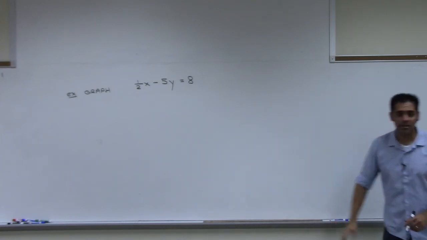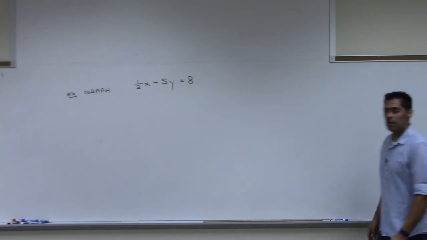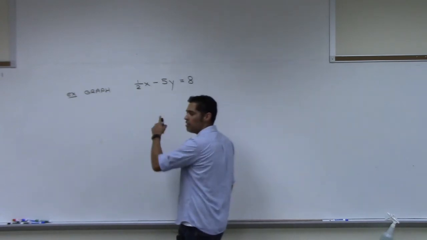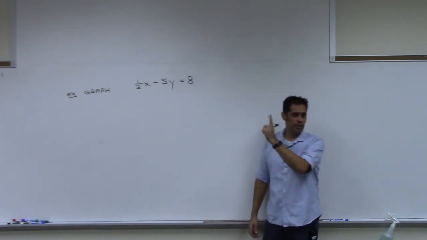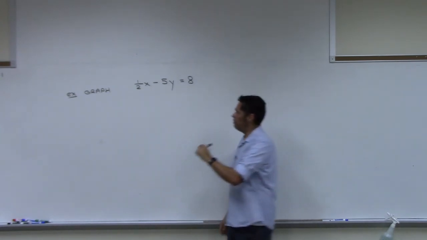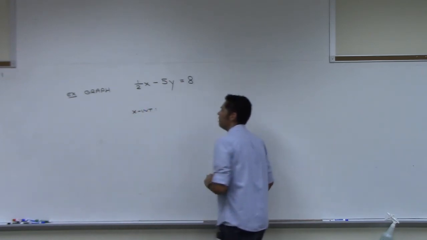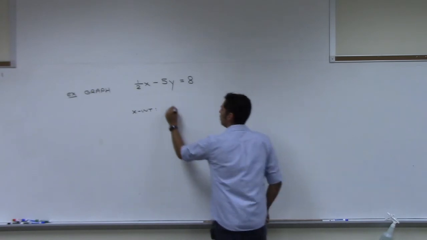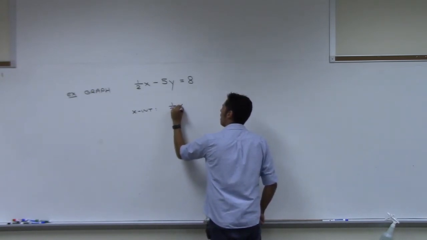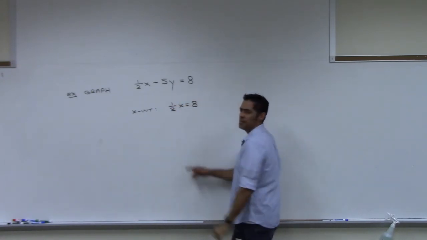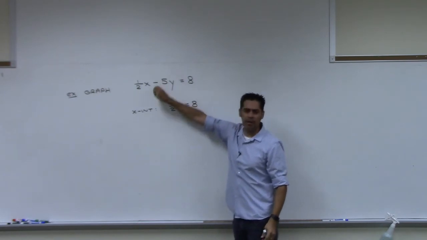So I'll move a little faster through this one, all right? Linear equation, 2 variables, right? Linear equation, 2 variables. This is a line. So find the x-intercepts. To find the x-intercepts, we set y to 0. So 1/2 x equals 8, right? Because when I set y to 0, it kills this off completely.